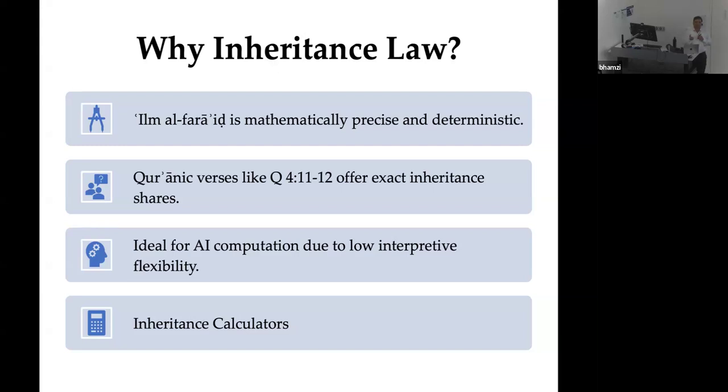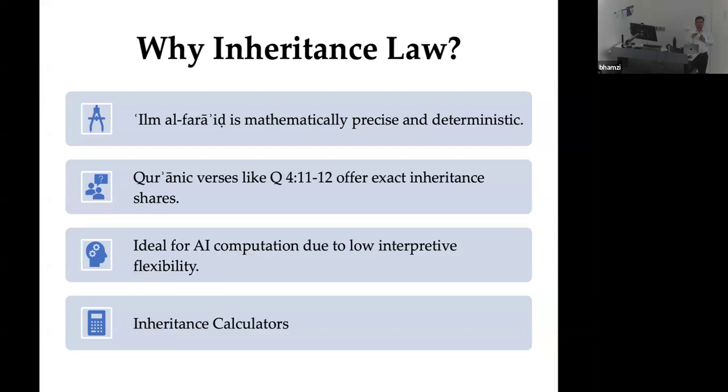So if somebody dies and has children, boys and girls, it would be distributed with a ratio of 2:1. If there is a wife and there are children, she will receive 1/8. If there are no children, she will receive 1/4, and so on and so forth. So the rules are mathematically precise. They could be predicted. And because of this feature of Islamic inheritance law, we already have Islamic inheritance calculators.